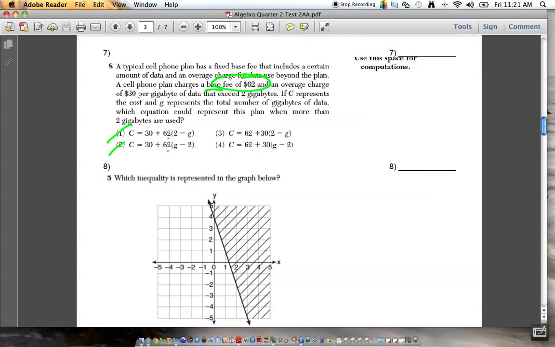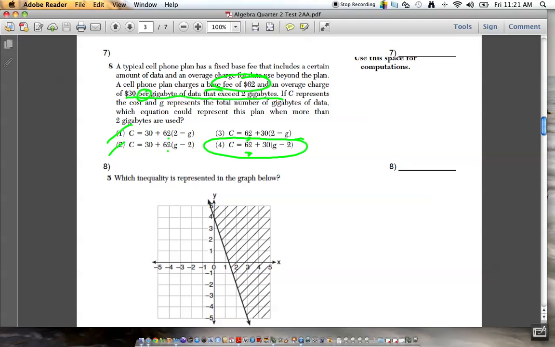Then it says $30 per gigabyte. Per is a really good indicator that you're going to use this over and over and over again. But it's per gigabyte that exceeds 2. So you have to be bigger than 2. So the first 2 gigabytes cost you $62. It's only after 2 that you get charged the additional $30 per gigabyte. That's this guy. Because it's gigabytes minus 2.